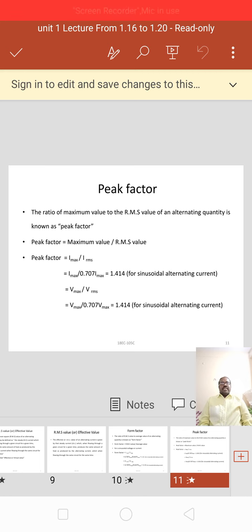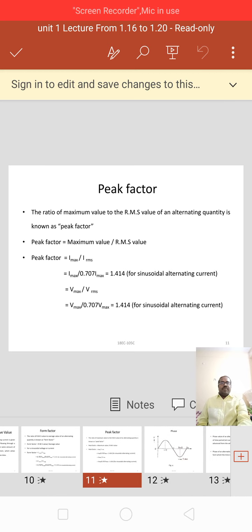Let us again recall the definition of peak factor, that is the ratio of maximum value to the RMS value of an alternating quantity is known as peak factor, that is peak factor equals maximum value to the RMS value. For current, it is I max by I RMS, that equals 1.414. For alternating voltage, peak factor equals V max by V RMS, that equals 1.414. It is the concept of peak factor.